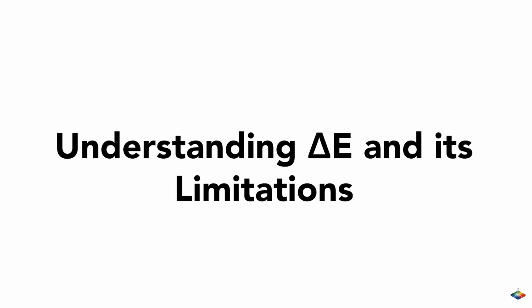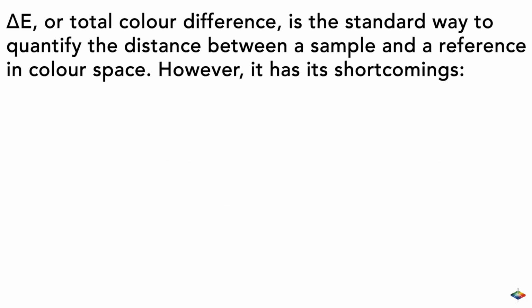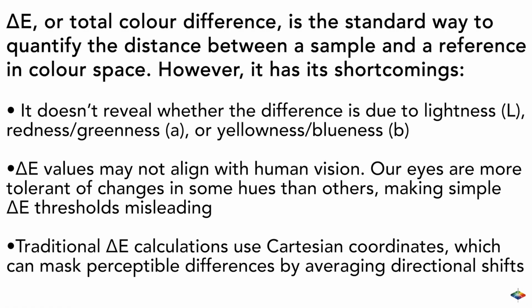Understanding delta E and its limitations. Delta E, or total color difference, is the standard way to quantify the distance between a sample and a reference in color space. However, it has its shortcomings. It doesn't reveal whether the difference is due to lightness, L, redness or greenness, A, or yellowness or blueness, B.